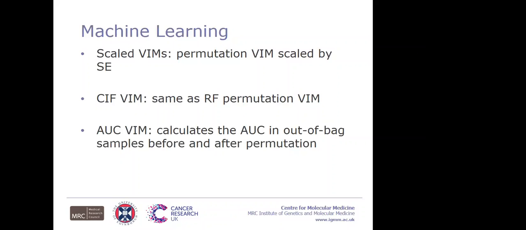Okay, so the conditional inference forest permutation one is the exact same as the one I discussed for random forest, but using a different type of random forest, which is the conditional inference forest. Also in conditional inference forest, you can get an ROC area under the curve VIM, which is the exact same idea as the permutation-based VIM, but what you're doing is you're calculating the AUC before and after permutation. You're taking the difference in the AUC value instead of looking at the prediction in the out-of-bag samples.